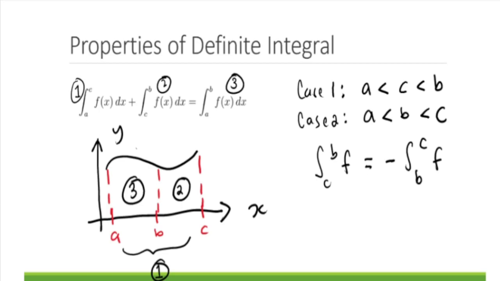Okay? Now, you can do the same for the other cases. In total, there will be 6 cases. And you will find that this one is always true. We just have to take into account the sign.